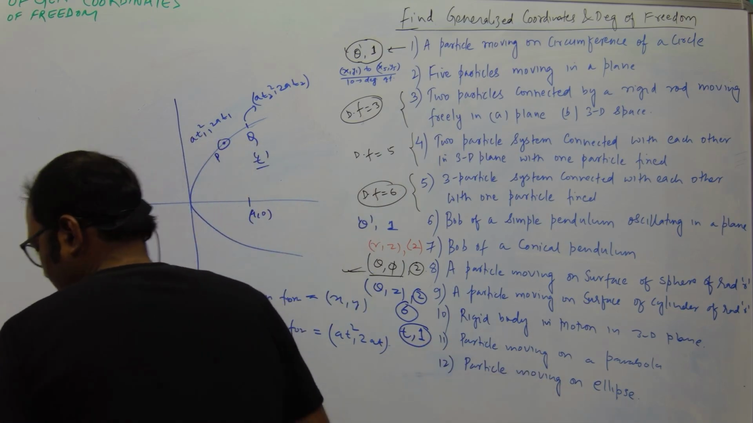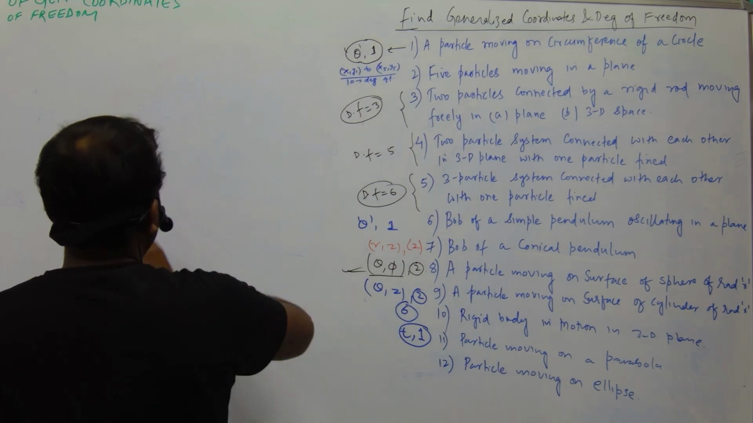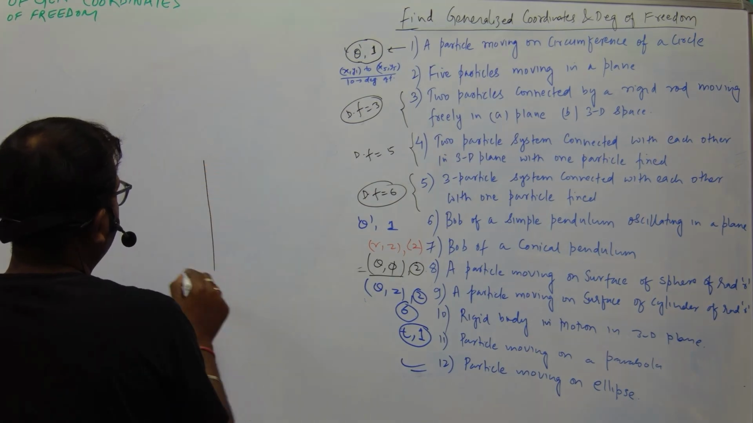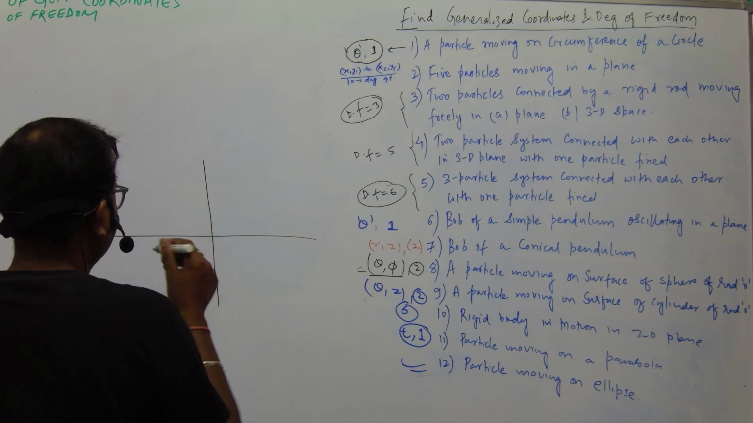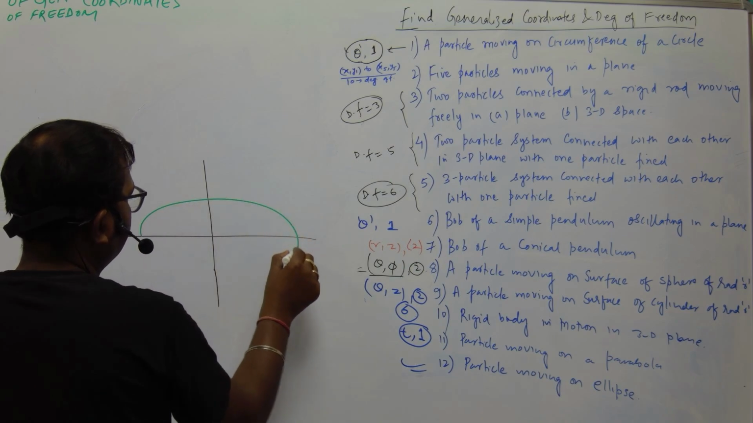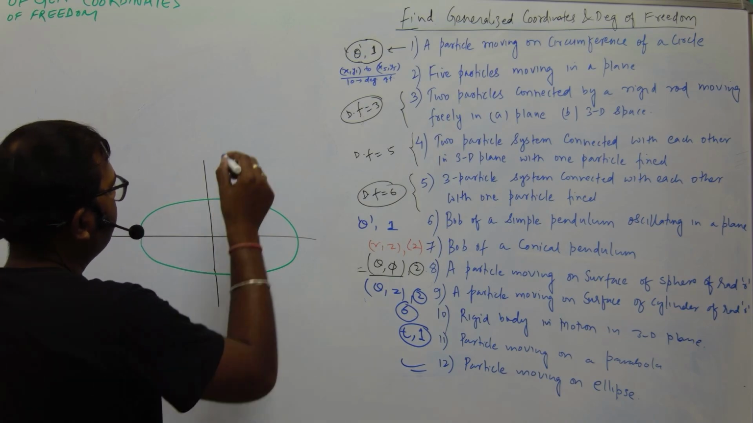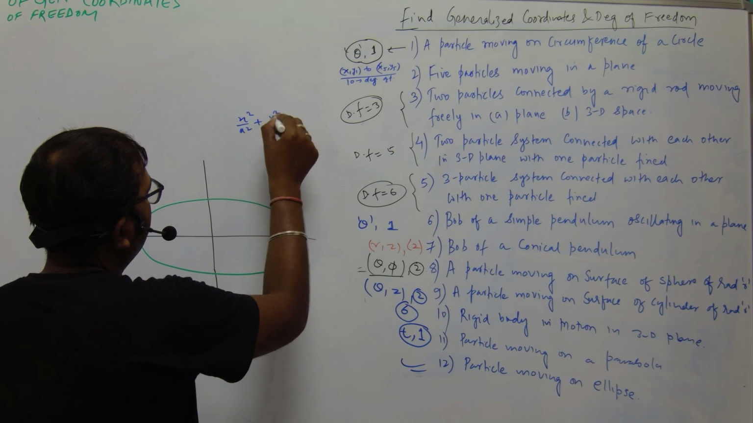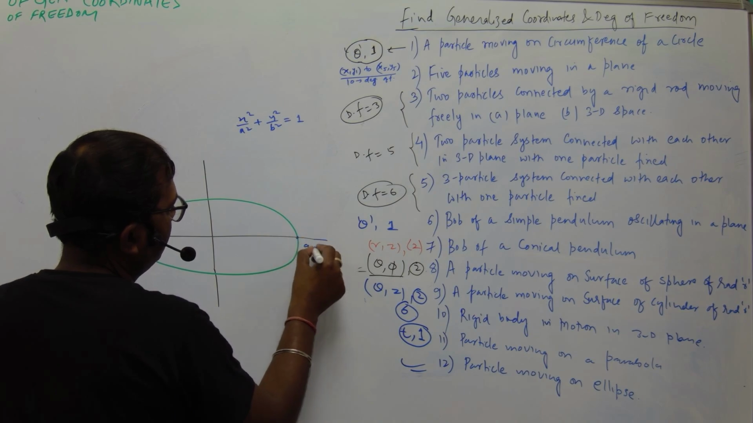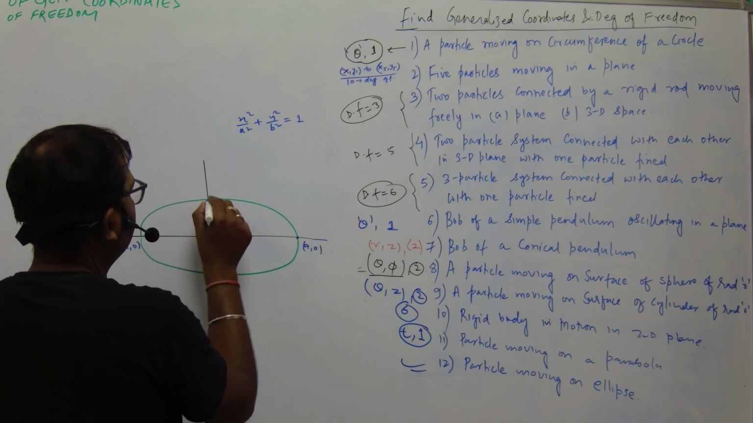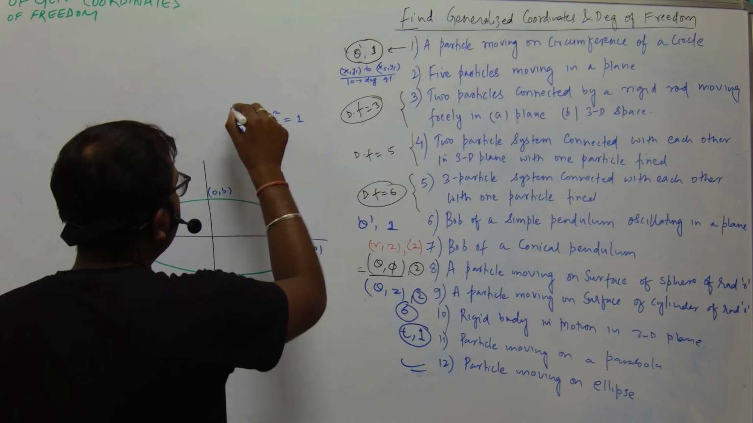Particle moving on an ellipse. How can we find the generalized coordinates? This is our coordinate axis, and we have the ellipse like this. We have the equation of the ellipse as x square upon a square plus y square upon b square is equal to 1. Let us take this point as (a, 0) and this as (minus a, 0), this as (0, b) and this as (0, minus b). So we have the equation of the ellipse as this.